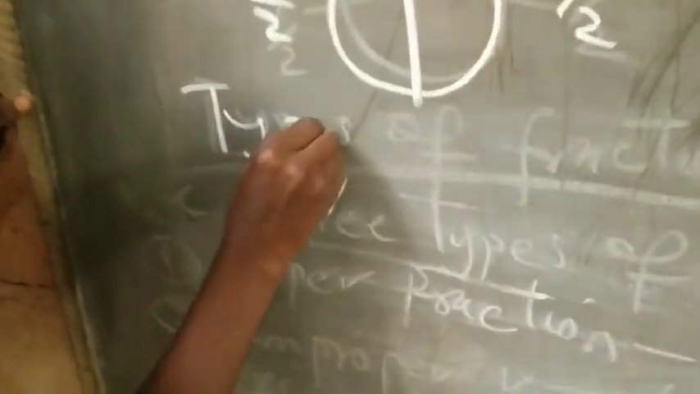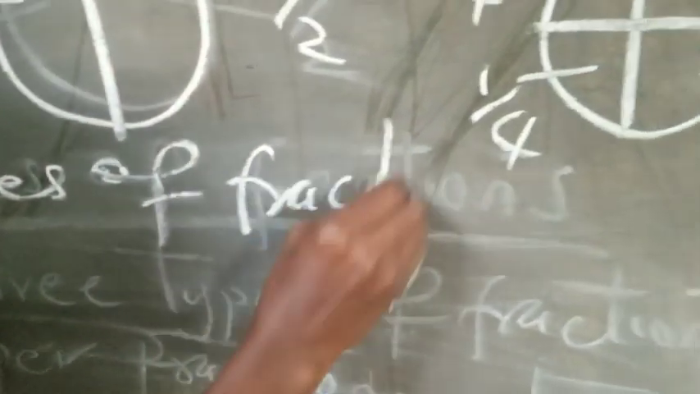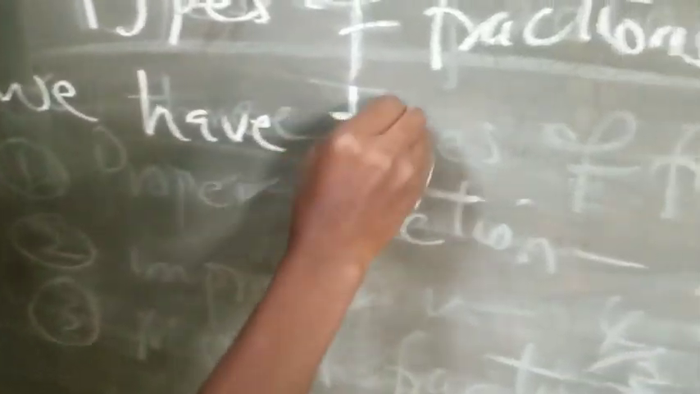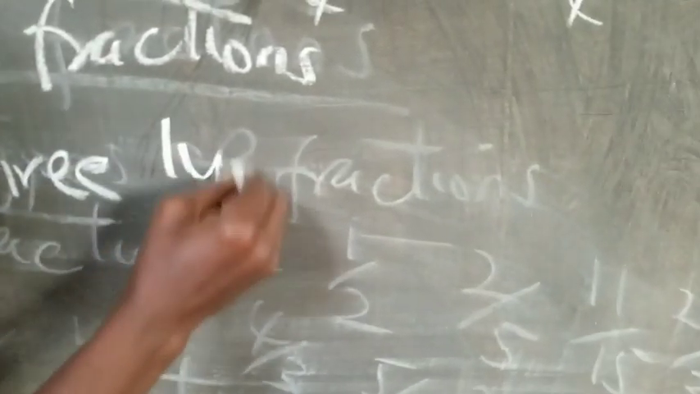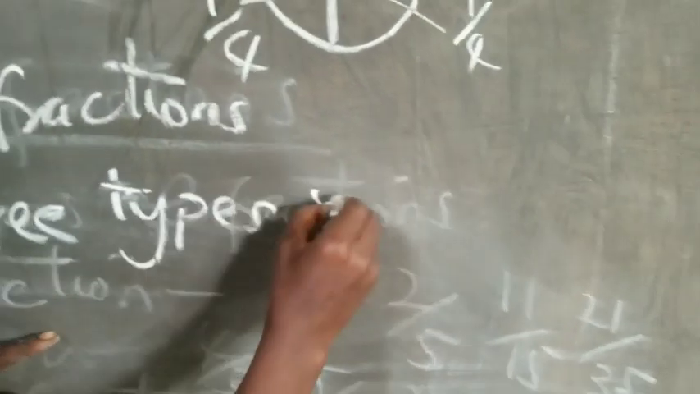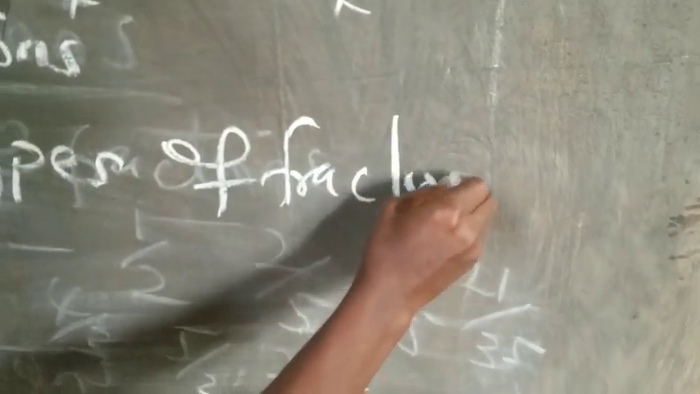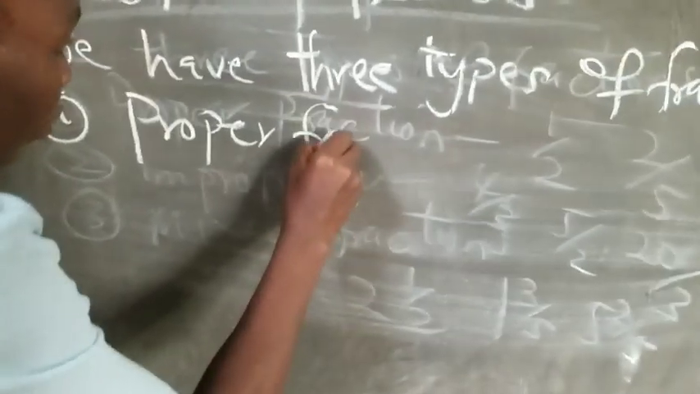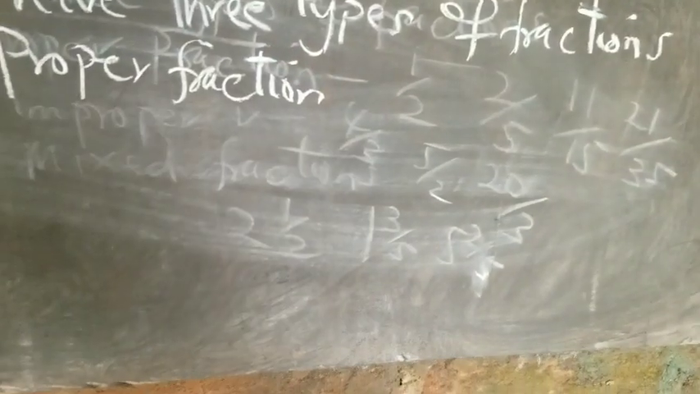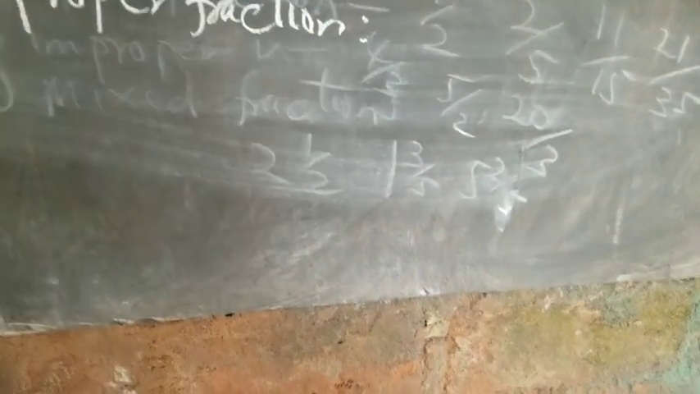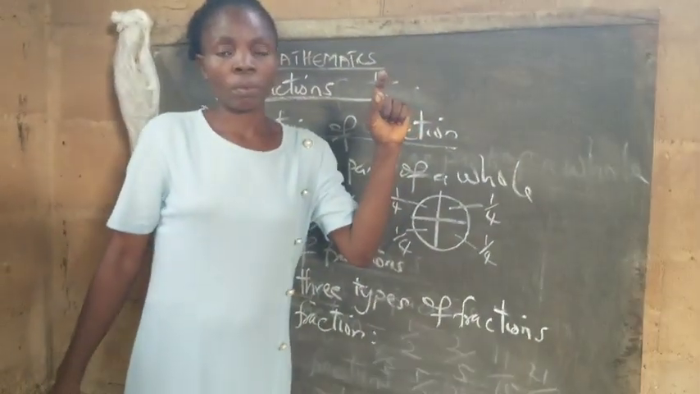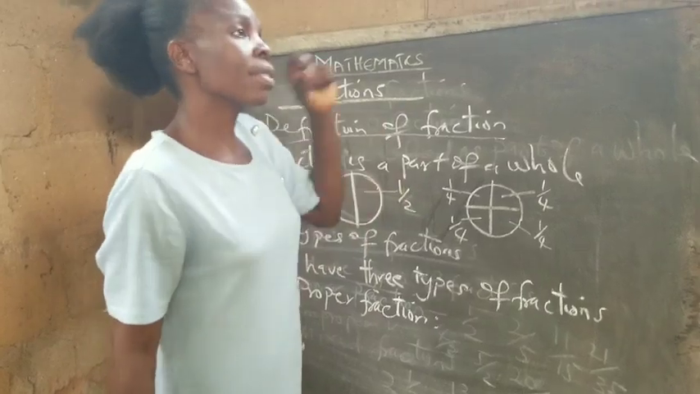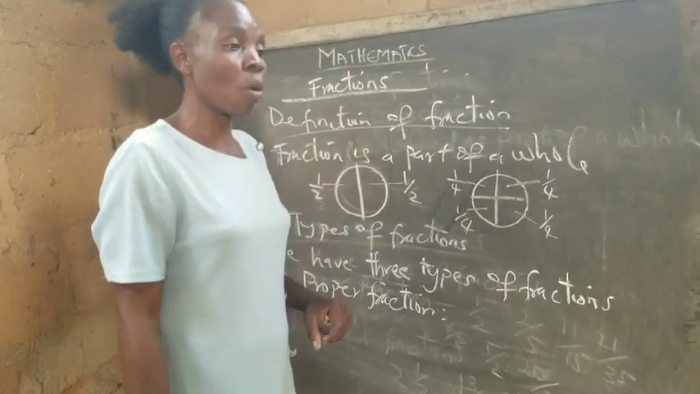Now we have 3 types of fractions. Types of fractions. Number 1, I have proper fraction. Proper fractions are simply fractions whose numerator is less than the denominator.